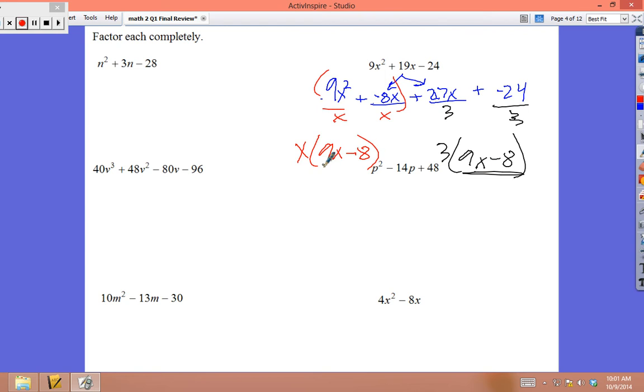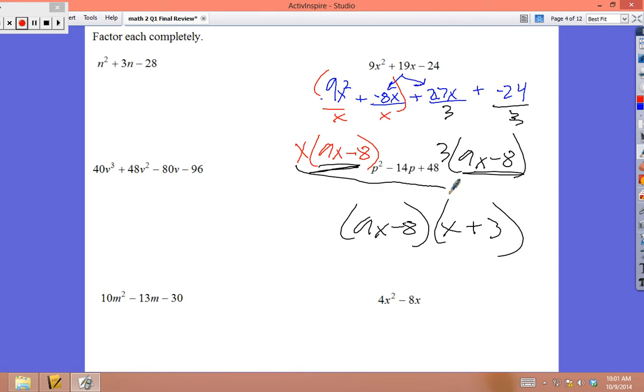Now that shows up in both groups. The signs are perfect. So my answer is going to be 9x minus 8 in one. The other group's going to be an x plus a 3. The x comes there, the 3 comes there, and we got it.